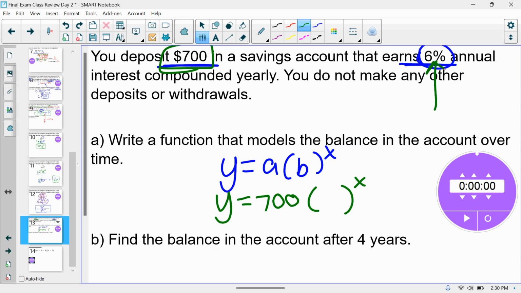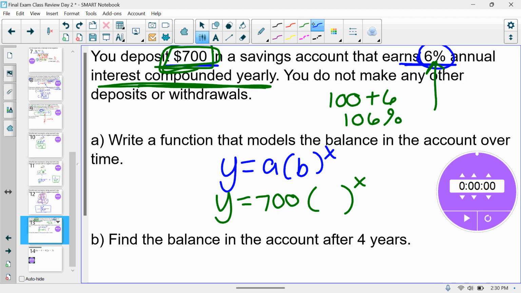And compound interest is a growth problem. Like, you're going to have more money next year than you have right now, and then even more the next year. To be exact, if you take 100% plus 6% to get 106%, each year you're going to have 106% of whatever you had the year before. Because, right, if you just do 100% of 700, it would stay 700 all the time. It's supposed to be growing.